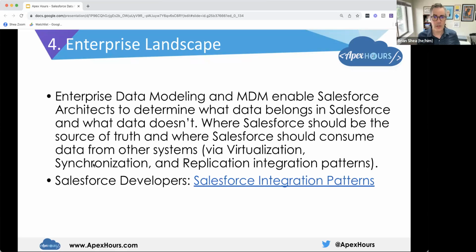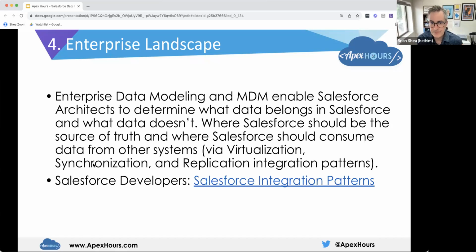Okay, so there's a lot to potentially go into here, not just enterprise data modeling and MDM, but thinking about and having awareness of different integration patterns, whether it be a virtualization pattern, a data synchronization pattern, or a replication pattern, for folks that are interested in that topic.